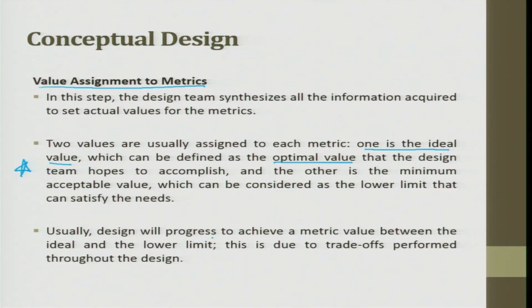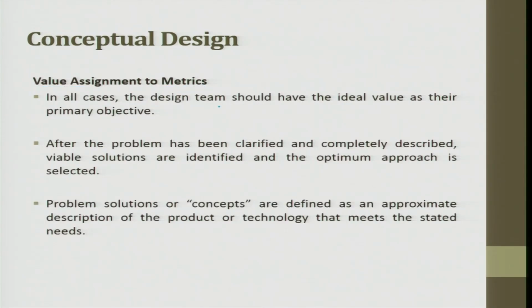Usually, the design will progress to achieve a metric value between the ideal and the lower limit. So, this is the top level, this is the bottom level. So, you will always try to land somewhere around here. This is what designers look out for. This is optimum, this is minimum. In all cases, the design team should have the ideal value as their primary objective.